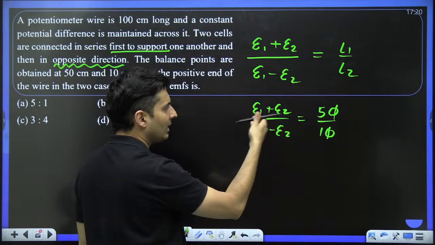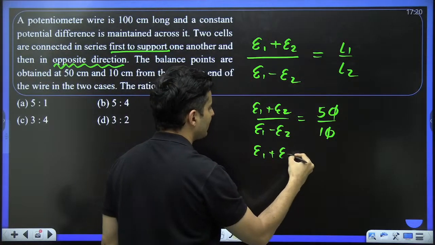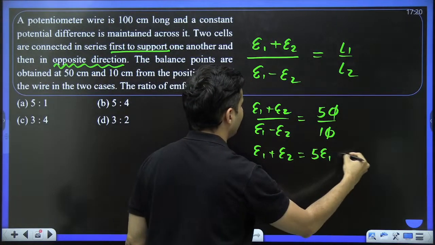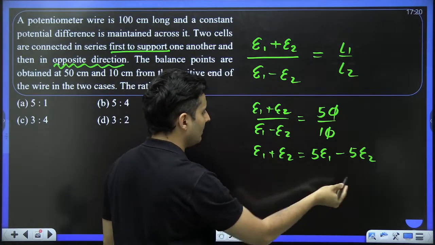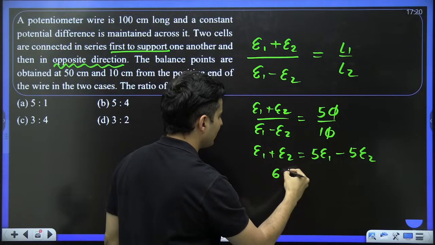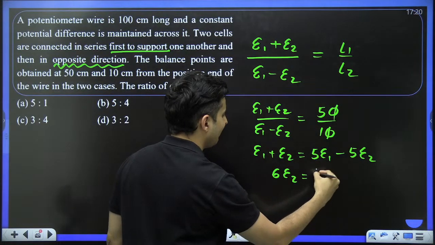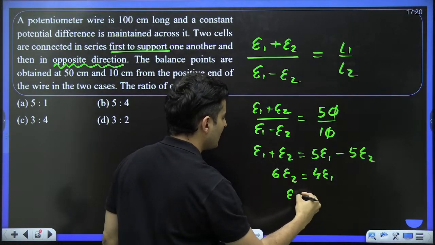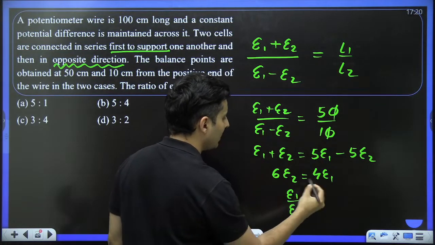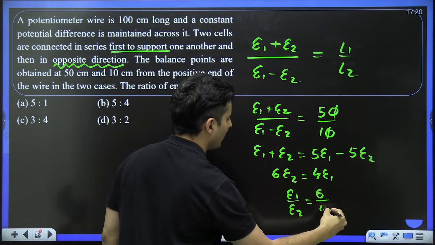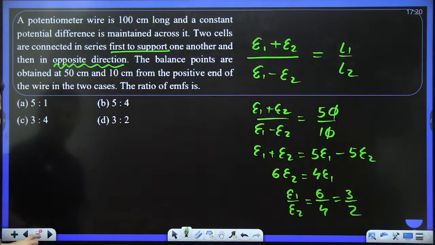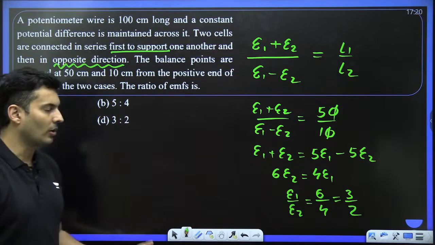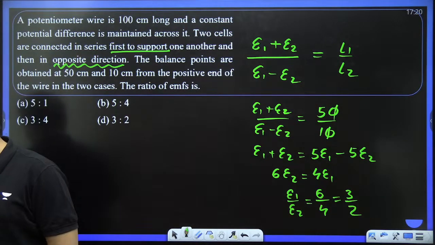Now you can basically cross multiply. So E1 plus E2 will be 5 E1 minus 5 E2. Bring E2 on this side, bring E1 on the other side. So it will become 6 E2 is equal to 4 E1. So E1 by E2 will be nothing but 6 by 4, which is 3 by 2. Yep, 3 by 2 is option D. Yes, that's the correct answer. D for doctor. No, it is not A. Be careful. Thank you, Sangeeta, so much.